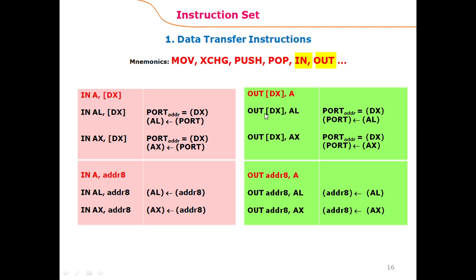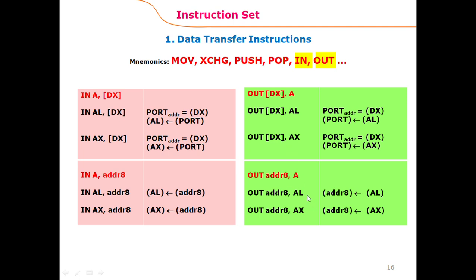So here in this example, the 8-bit content from the accumulator AL register is written to the output port addressed indirectly by this register. So the data in the AL register is moved to this port addressed by the DX register. And here the 16-bit content from the AX register is written to or moved to the port indirectly addressed by the DX register.